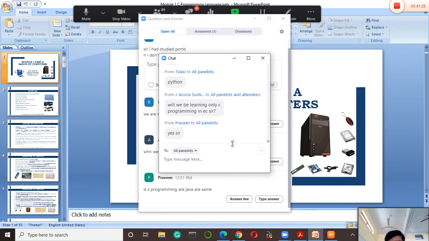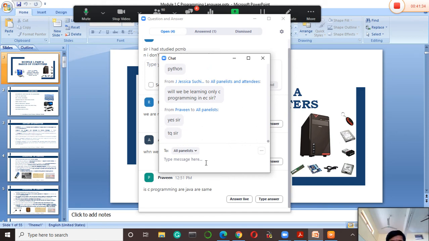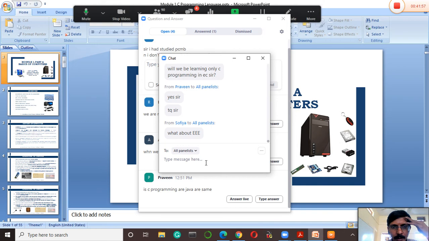Will we learn C programming in EC? Yeah, for EC department students, you will be learning C programming in coming semesters, like third or fourth semester, I don't know. You will be learning some concepts related to object-oriented programming language, and also some concepts related to data structures. For Triple E, I think Triple E also has one subject on object oriented, but I am not sure about it. I will confirm within a few minutes.